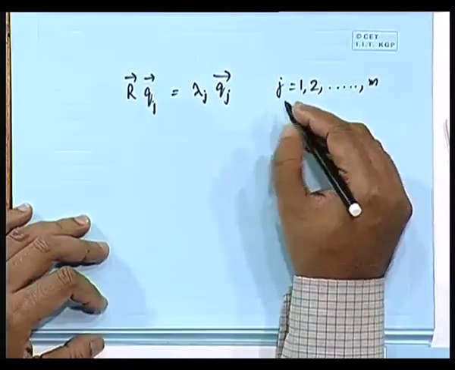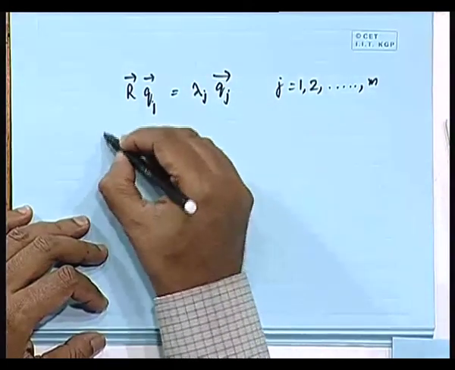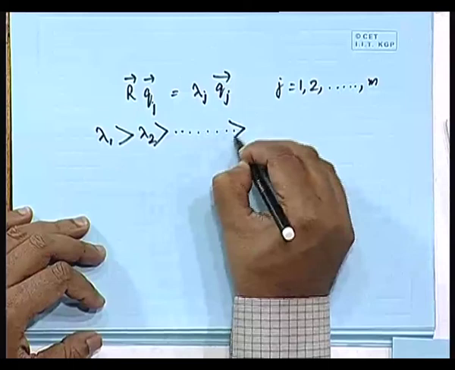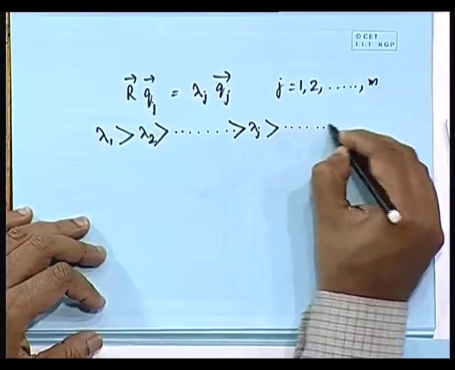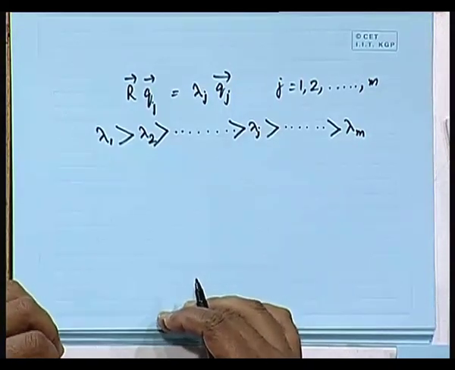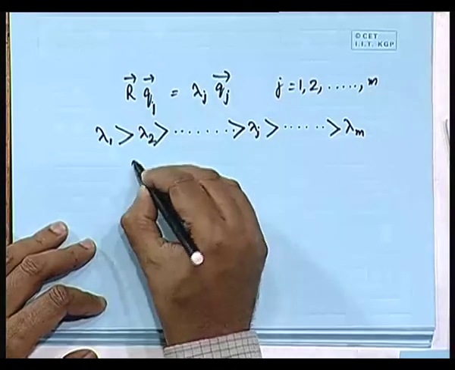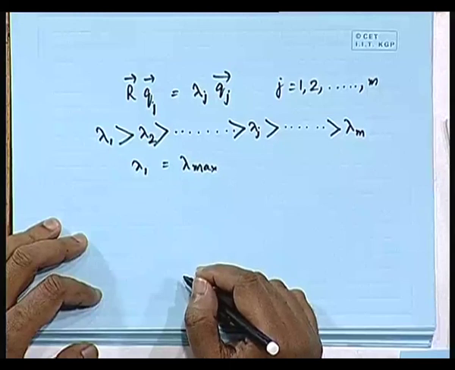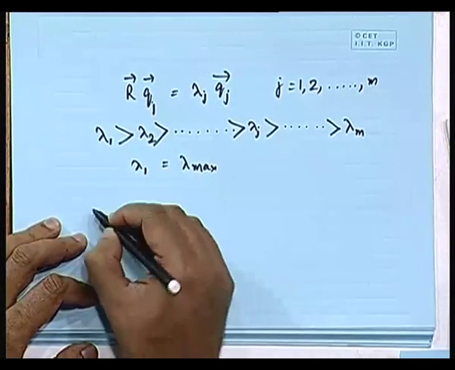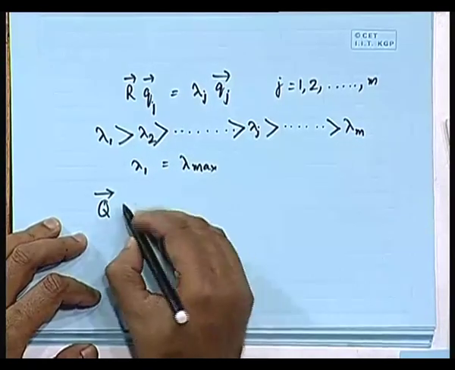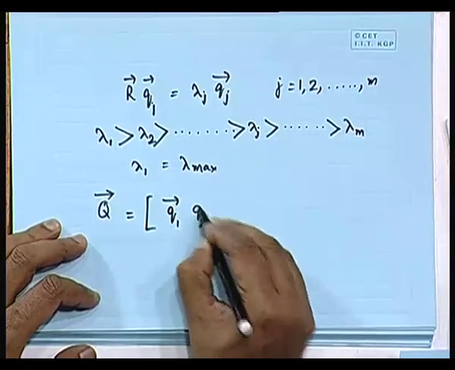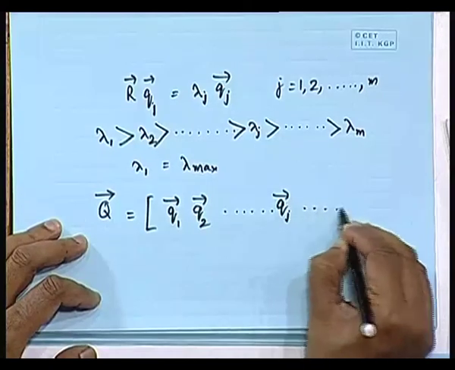And let the corresponding eigenvalues be arranged in decreasing order. So, we place them in this order: lambda 1 greater than lambda 2 and so on up to lambda j, the general term, and lastly lambda m. So, we have arranged them in decreasing order, so that lambda 1 is equal to lambda max. Then we use the eigenvectors to constitute a matrix. We define a matrix capital Q composed of the individual eigenvectors: Q1 vector, Q2 vector, Qj vector, lastly Qm vector.